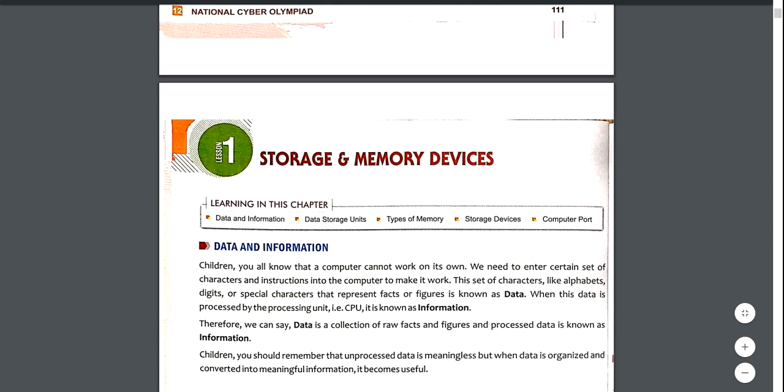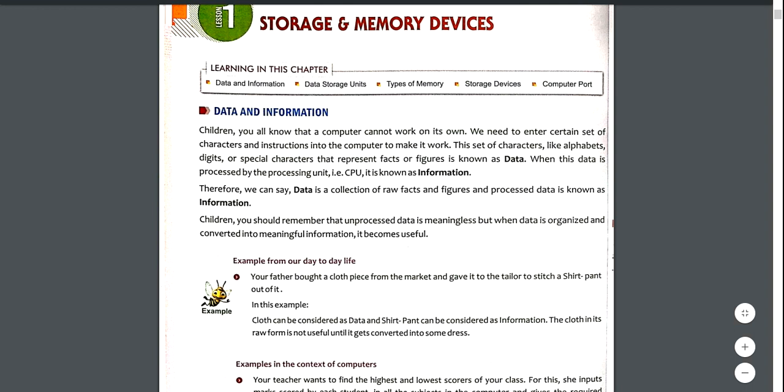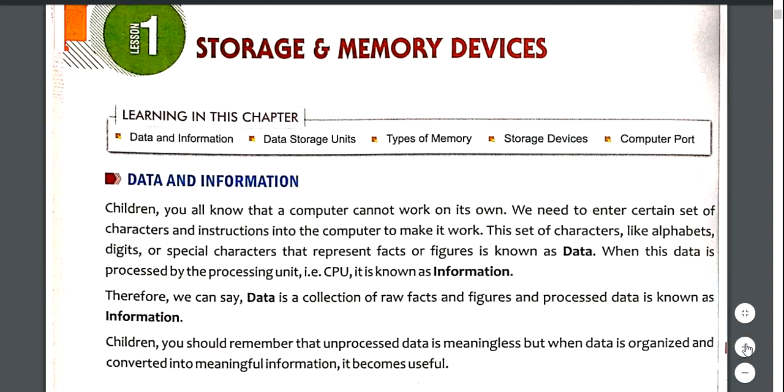So today we are going to have the first chapter as storage and memory devices. In this chapter, we are going to learn data and information, data storage units, types of memory, storage devices, and computer ports. Well, let's start with our first topic, data and information.